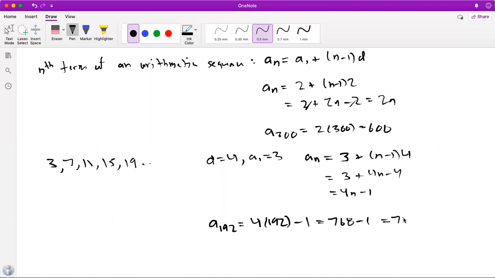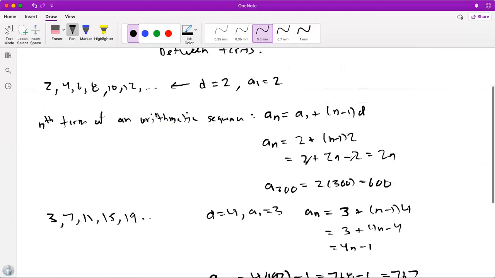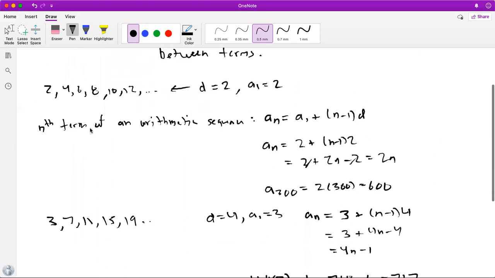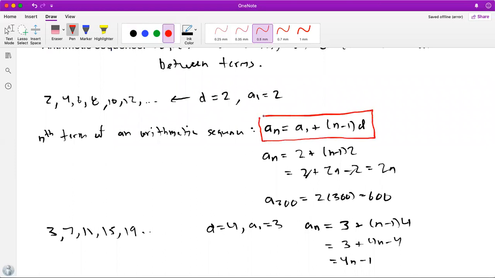So this is 700. So the 192nd term of the sequence will be 767. This is much faster than just having to actually go 192 terms up. That's how we find the nth term. That's what an arithmetic sequence is, a sequence with a common difference. And the nth term of these things looks like this. Okay.